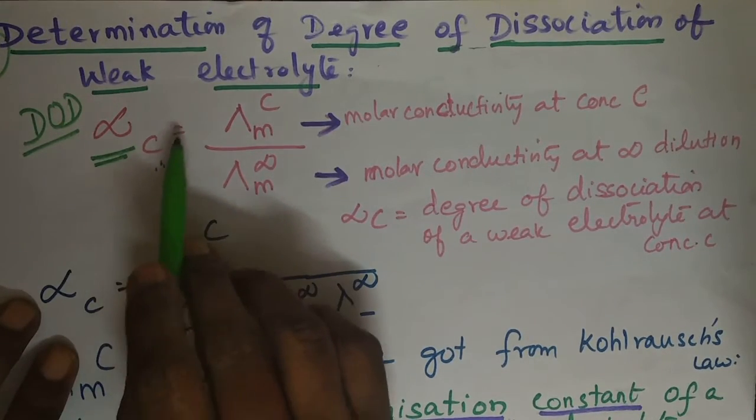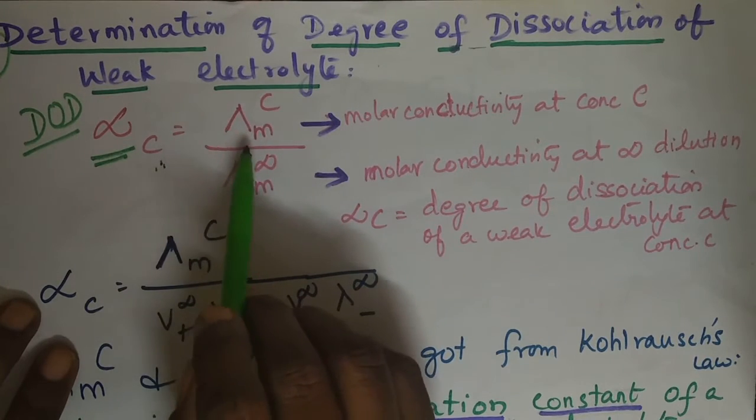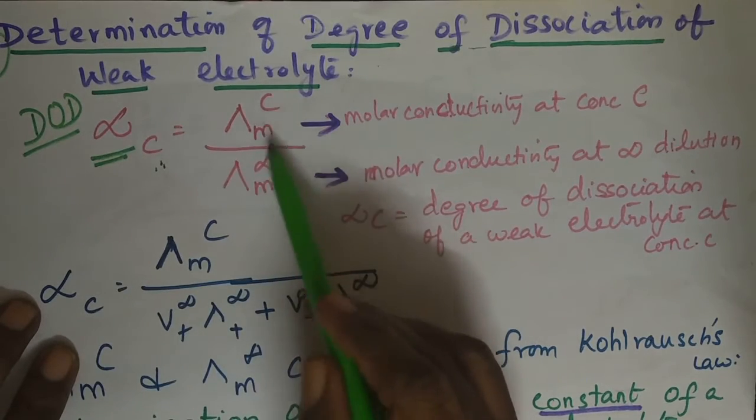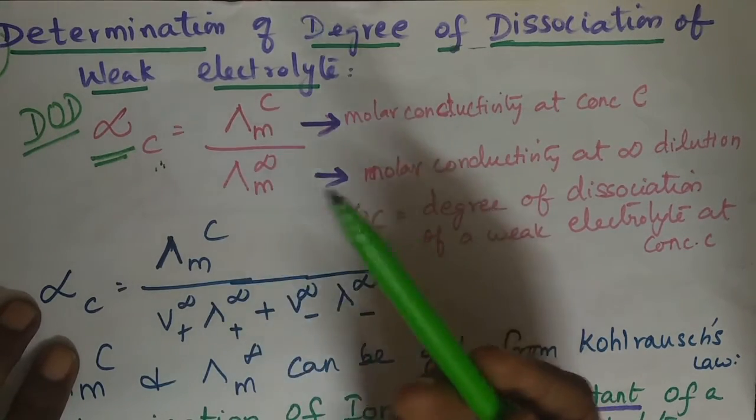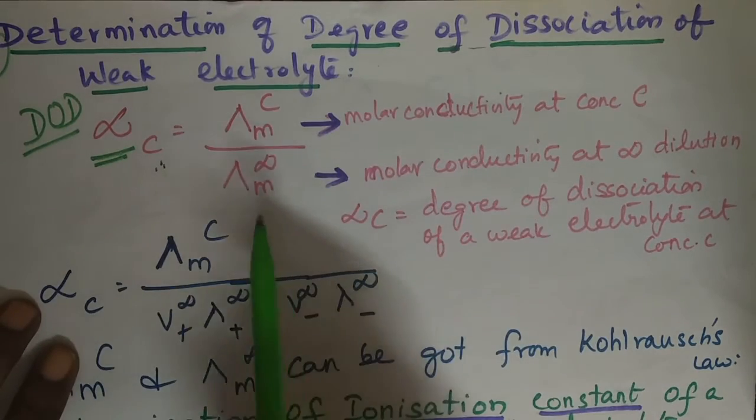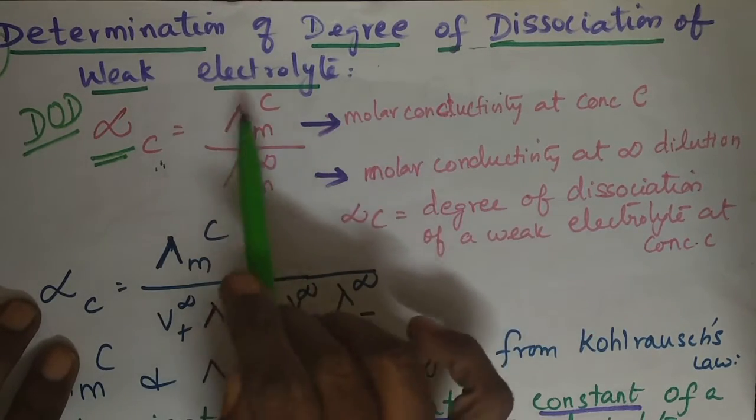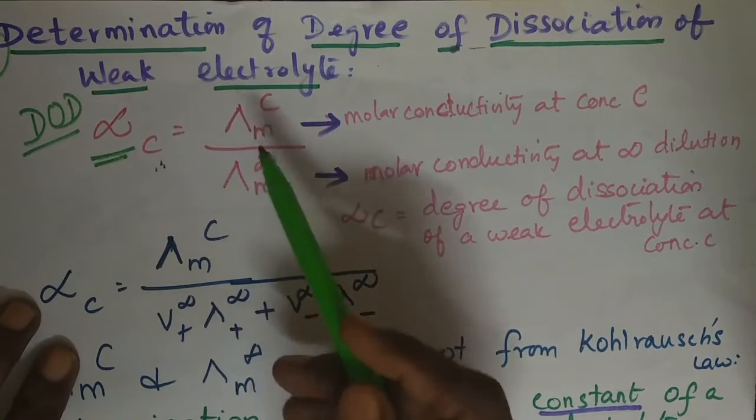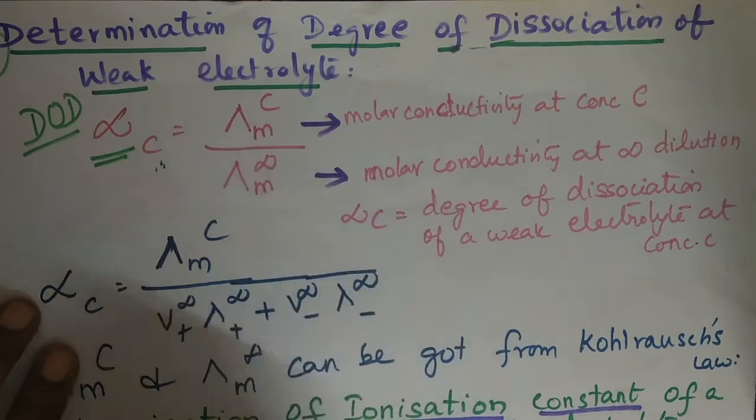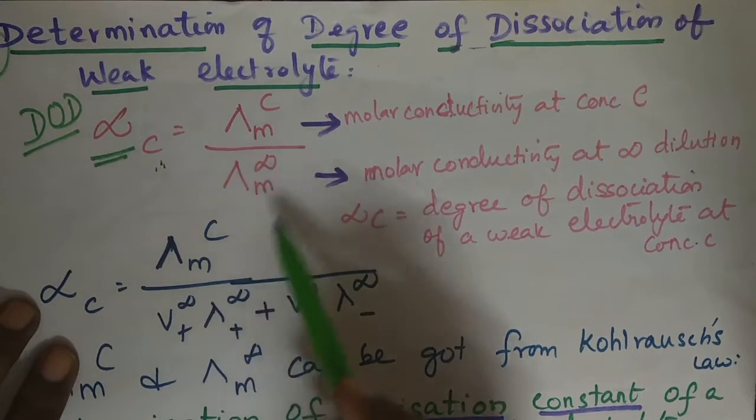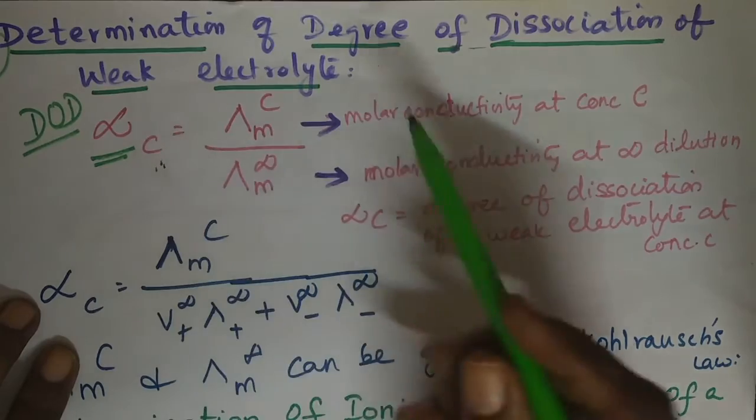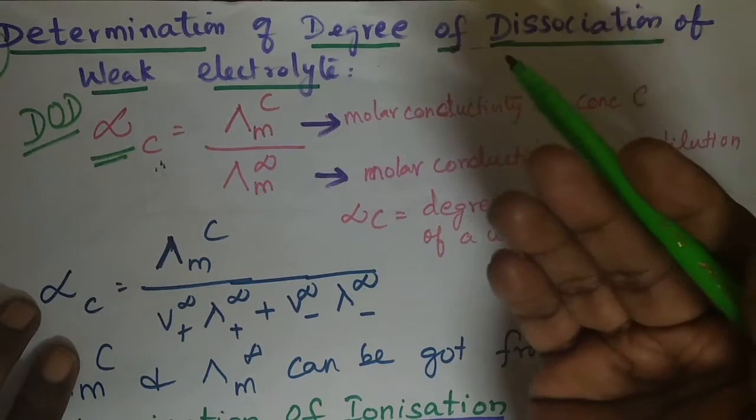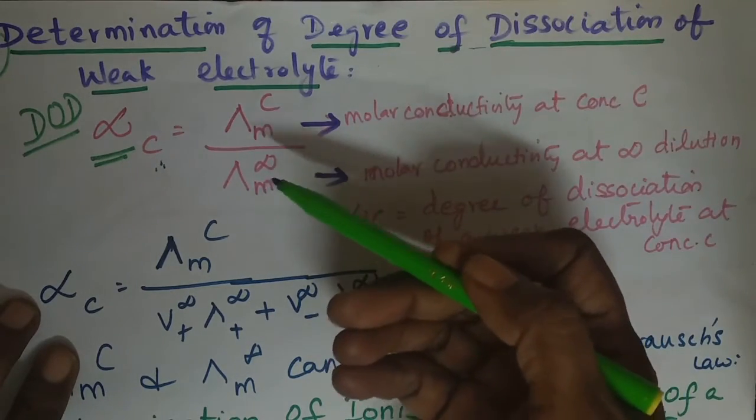How can we calculate it? By knowing the value of lambda mc by lambda m infinity. Both we can calculate from the Kohlrausch formula. Why? Because this is concentration-dependent, so any concentration you can get by plotting the graph. That is what we have written as lambda m at concentration C, and lambda m infinity we need to find out. We cannot directly find the degree of dissociation of a weak electrolyte.